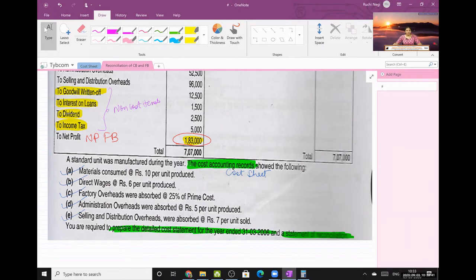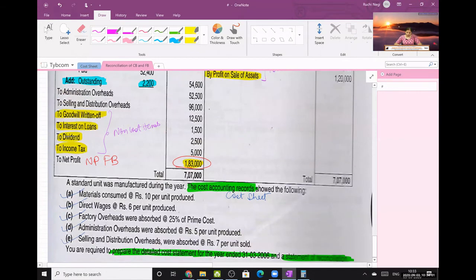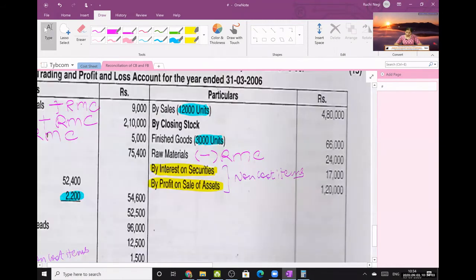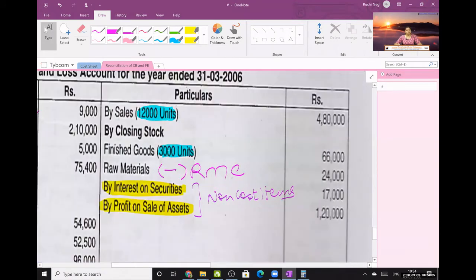ठीक है, ये लोग ने sales नहीं दिया, they have not given sales for cost sheet. So what have I taught you all? In case अगर any important relevant information to make cost sheet, जैसे sales is one of the relevant information, is not given, then what we have to do? We have to take figures from trading P&L account. So trading P&L account में तो sales है, yes है 4,80,000. So I will take this figure in cost sheet also 4,80,000.